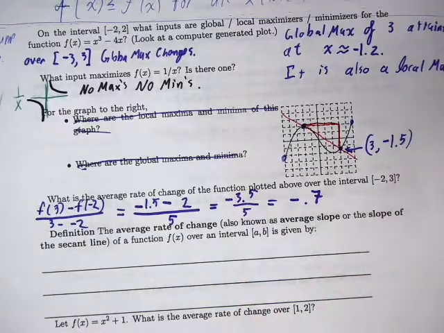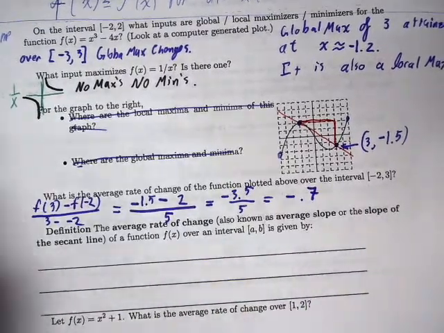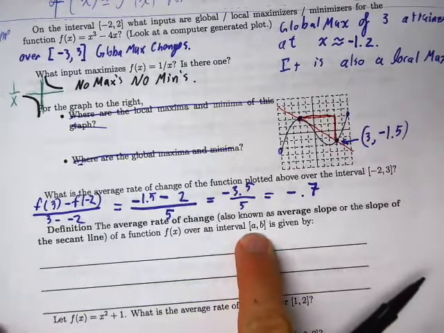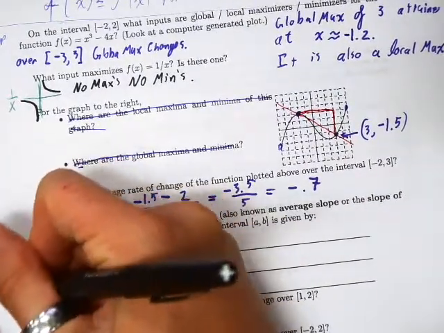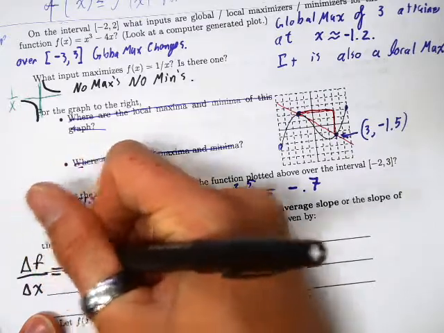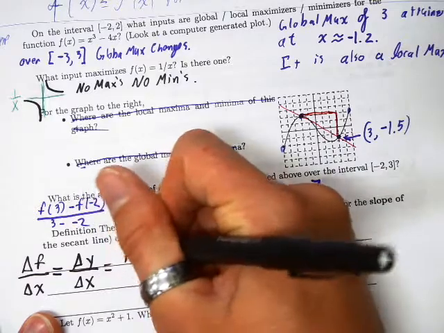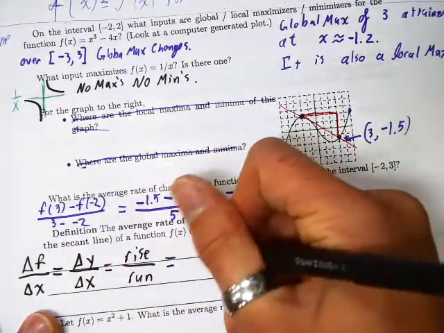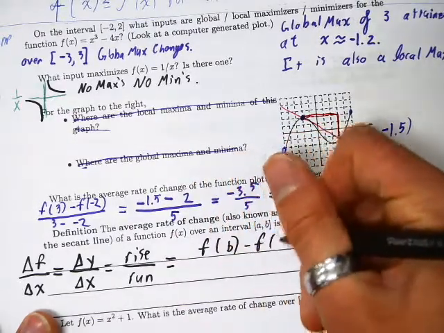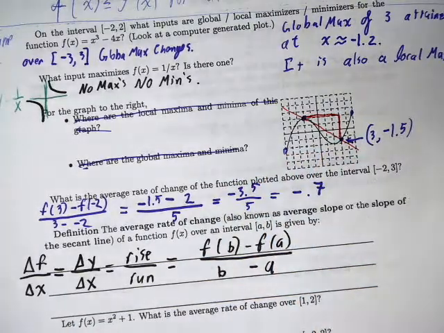So the average rate of change of a function, also known as the average slope of the function or the slope of the secant line of a function, over some interval a comma b, is given by the change in the function divided by the change in x, or if you prefer, the change in y divided by the change in x, or given by rise over run, is just f of b minus f of a all over b minus a. That definition make sense?